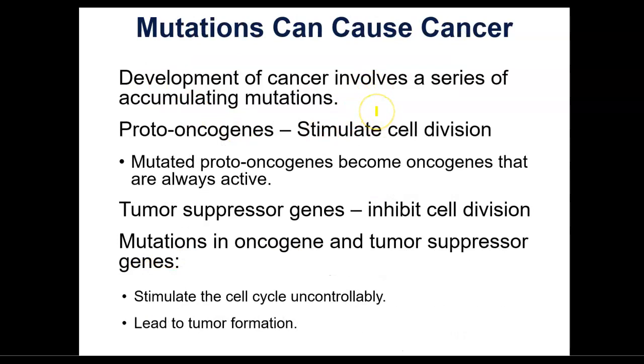Let's see, mutations can cause cancer if proto-oncogenes are mutated. They mutate and become oncogenes, which are cancer genes. When tumor suppressor genes are mutated, they don't suppress the growth of a tumor now. So that can lead to cancer. So mutations in the oncogene and tumor suppressor genes can cause the cell cycle to occur at an uncontrollable rate, kind of goes out of control, and then a tumor can form.